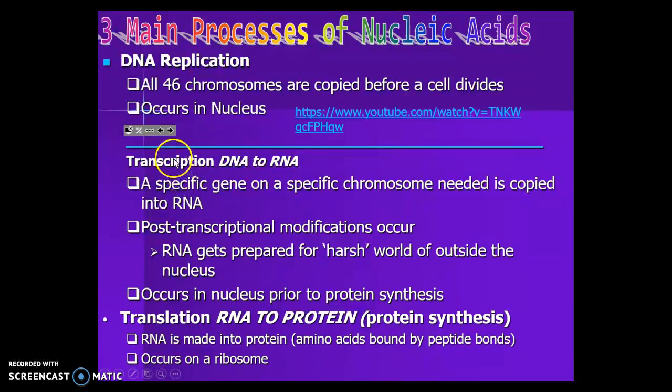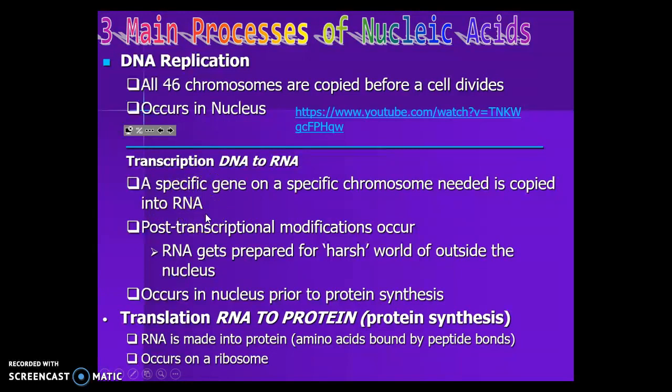Transcription, so you hear the word script within the term, is when DNA is written into RNA. The term script literally means to write, and the process of transcription is when a single gene, a specific single gene along a chromosome, is copied into RNA. This process occurs when that gene needs to make a protein. So once again, transcription is a specific gene being transcribed into RNA.